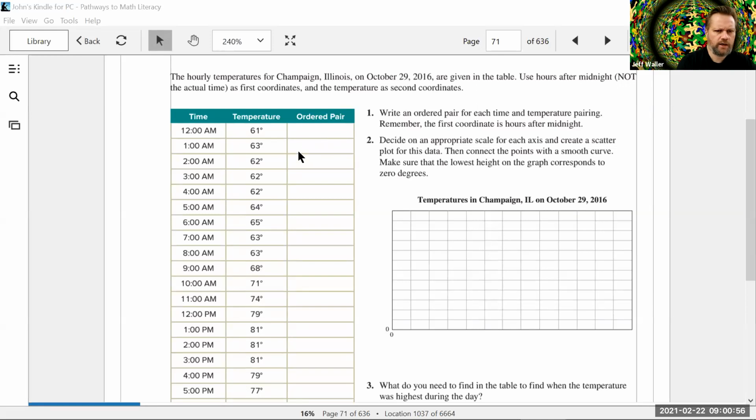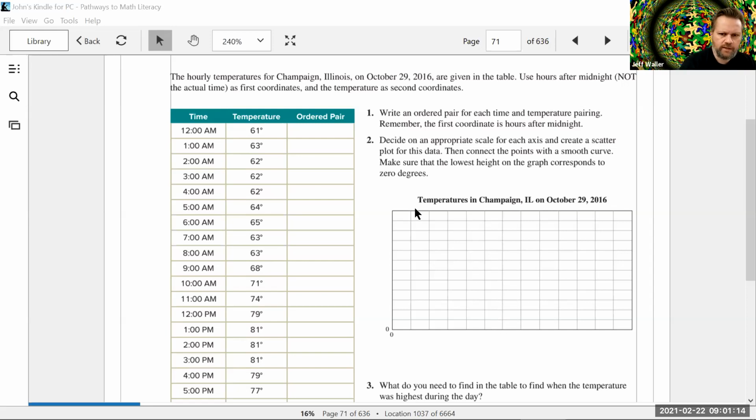So it says use hours after midnight for the first coordinate, right? And then the temperature is the second one. Okay, never mind. I got it now. Sometimes it takes like 5 minutes for some things to come back to me.